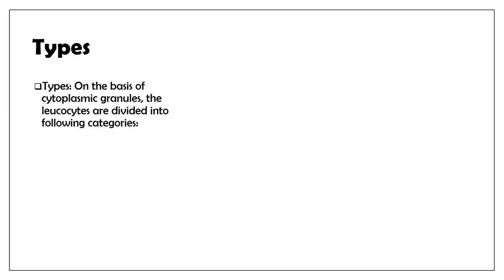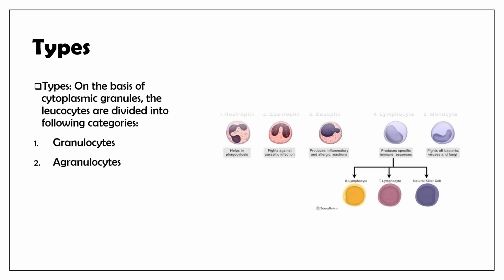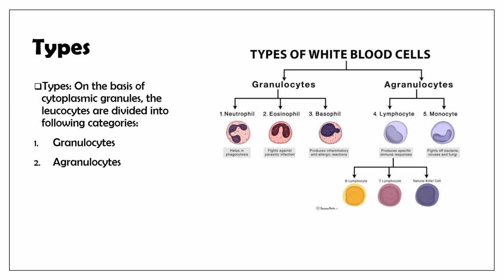Let's talk about the types of WBCs. On the basis of cytoplasmic granules, the leukocytes are divided into two categories, that is granulocytes and agranulocytes. The granulocytes contain granules and agranulocytes lack granules.